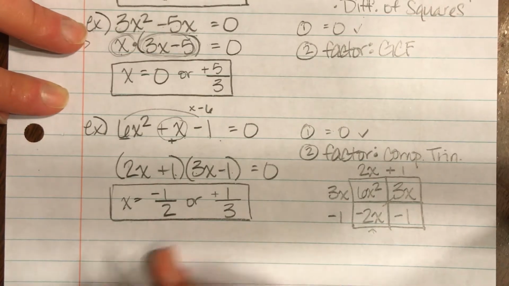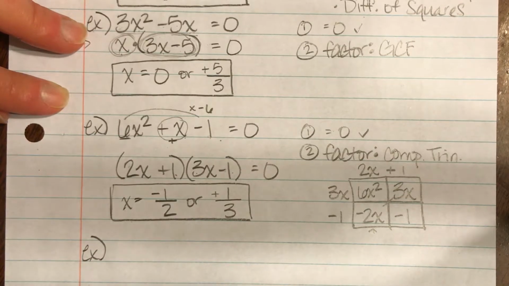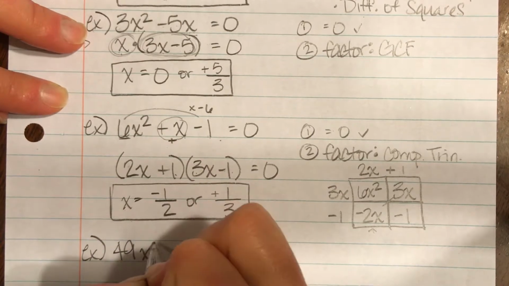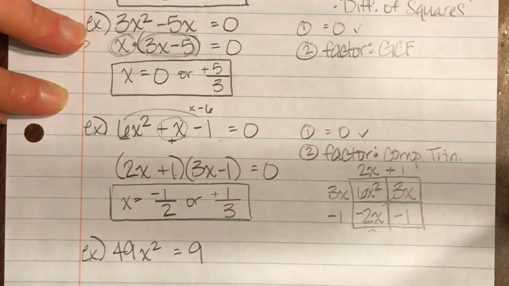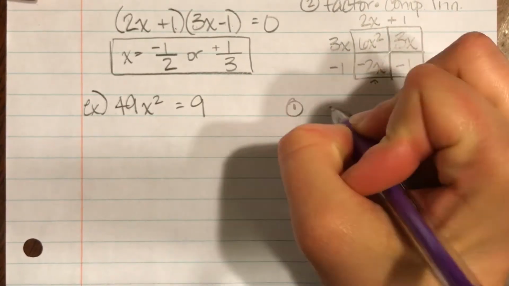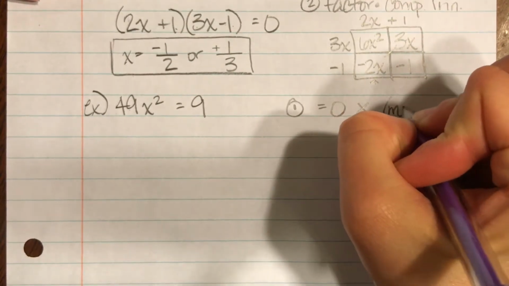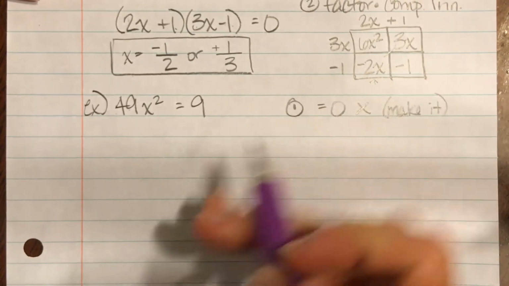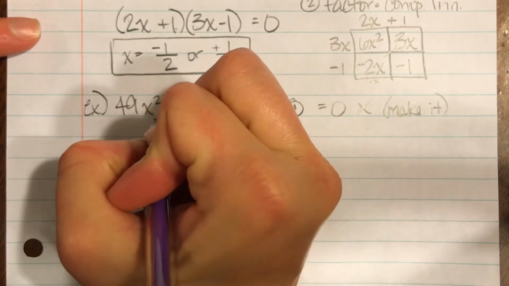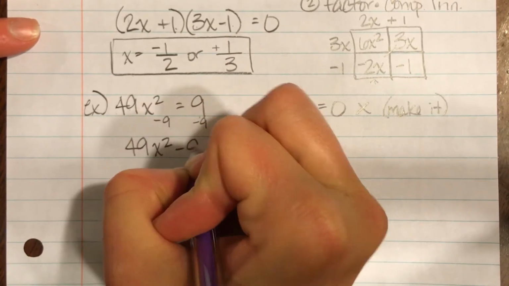The last category that you may see, oh no, wait, I lied to you. I'm going to do two more examples. Let's say I have 49x squared equals 9. This one throws kind of an additional problem because to start out, it doesn't equal 0. So you have to make it equal 0, okay? So how do I get this to be a 0 instead of a 9? I'm going to subtract 9 from both sides. So I end up with 49x squared minus 9.